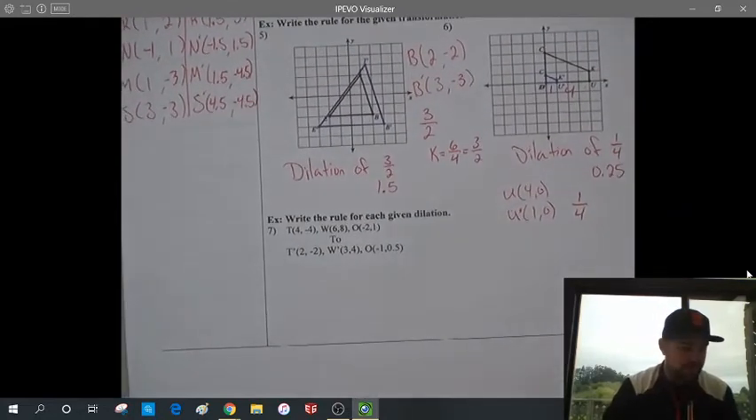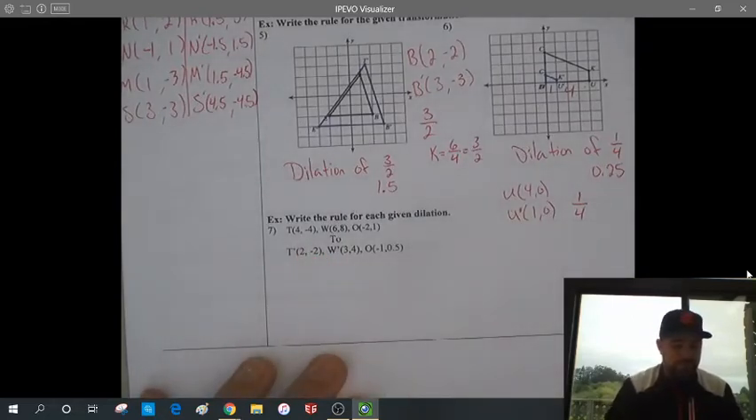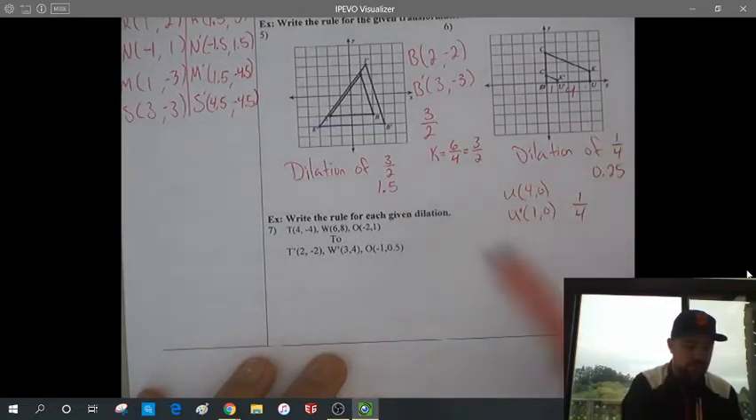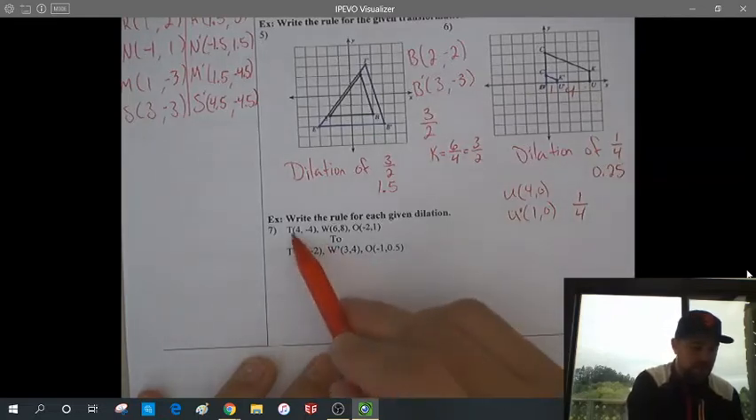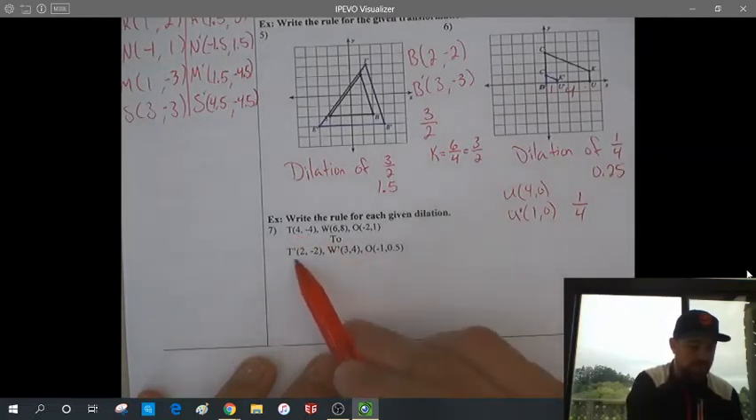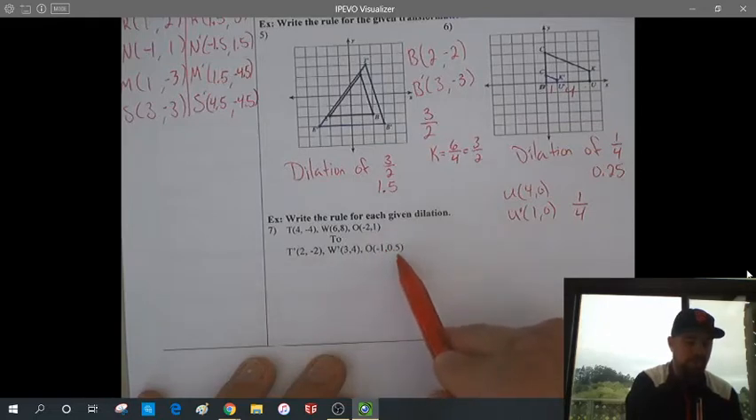Okay, for number 7, writing the rule for each given dilation. This time, though, I don't have the graph to look at. All I have is just the figures. But T went from 4, negative 4 to T prime, which is at 2, negative 2. W went from 6, 8 to 3, 4. And then O went from negative 2, 1 to negative 1, 0.5.